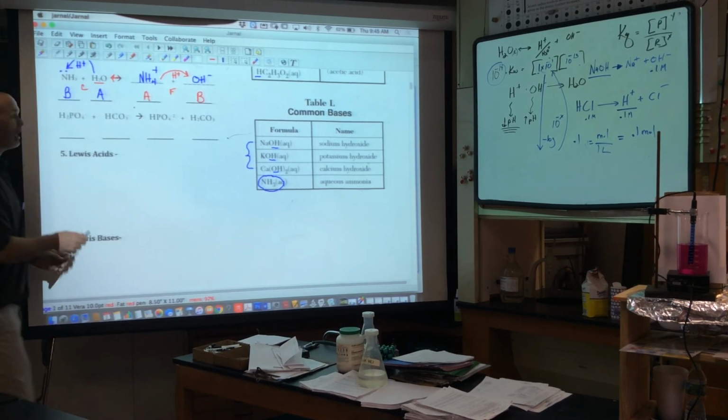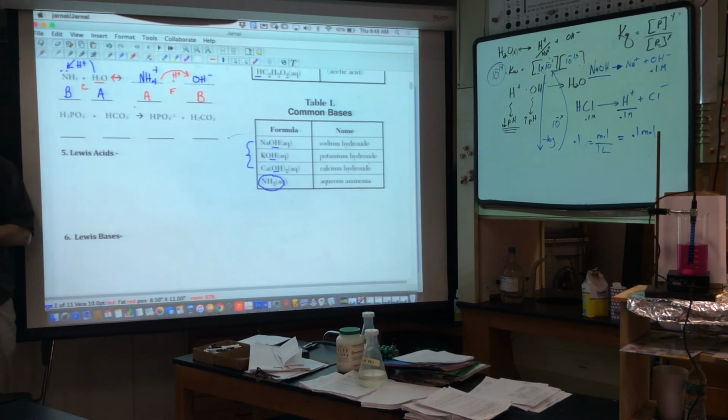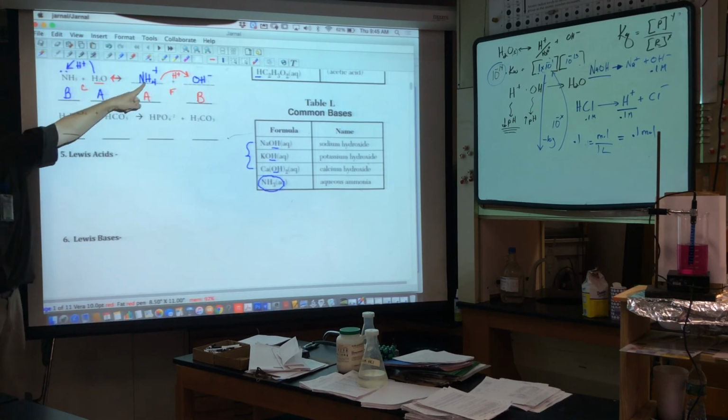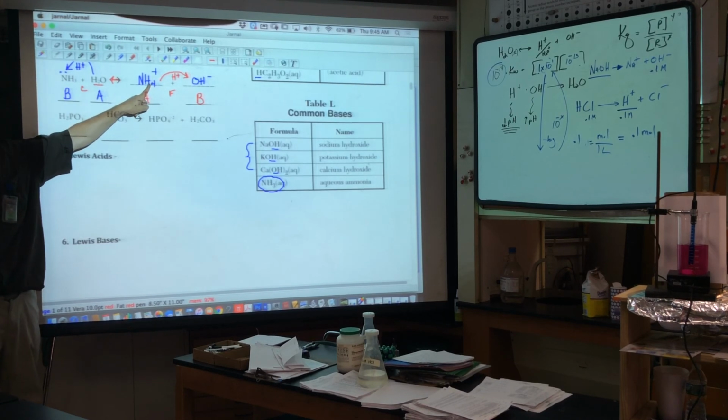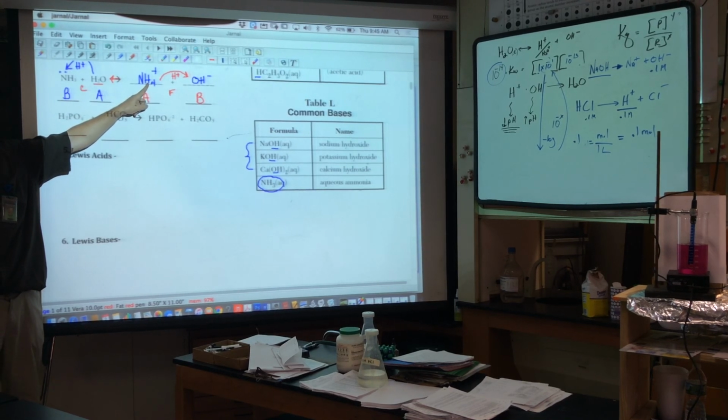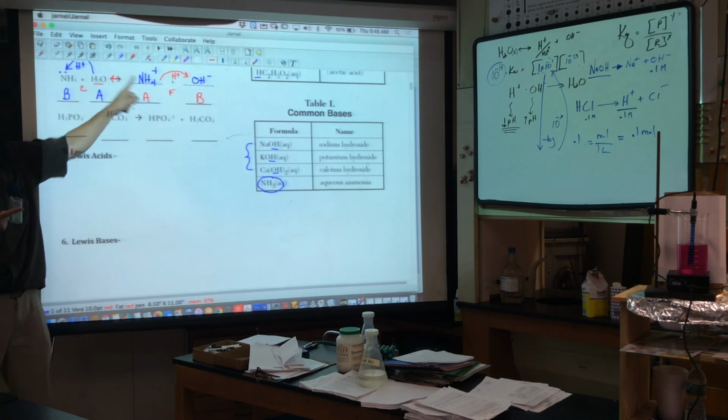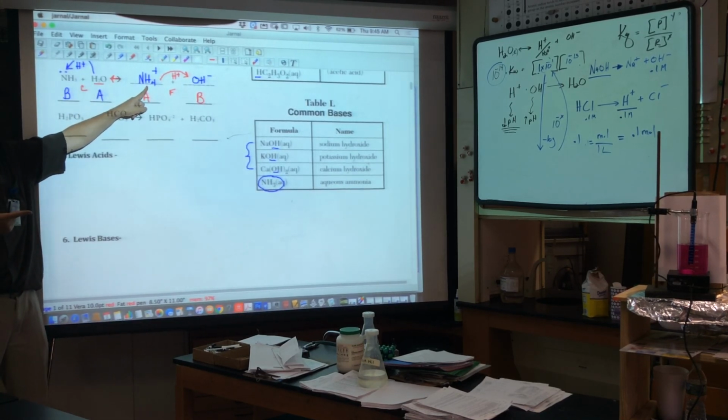Stay with me. Conjugate acid, I'm good at doing what? Donating. And my conjugate base is good at accepting. So if I have the base and I want the conjugate acid of the base, well, if I have the base, what do bases do? Accept. So the conjugate acid is going to have one more proton than my conjugate base. So if I have a base and I want the conjugate acid from it, I add 1 H. I'm sorry, this is the conjugate acid, sorry.